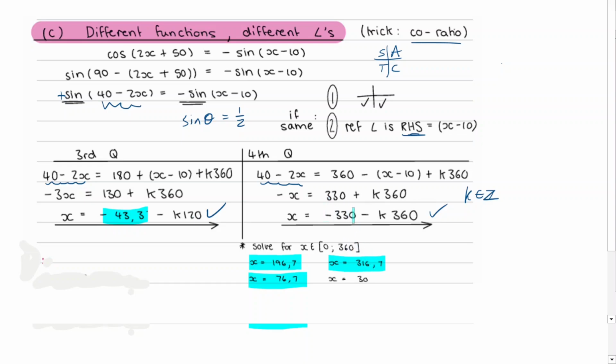So I'll come to the other answer and I'll ask myself, does minus 330 lie somewhere in this domain? No, it doesn't. So I'm going to add 360 to it and I get 30. So that's legit. And if I add another 360 to this, that will be 390, which is just outside here. So then these become my four answers of the specific solutions.